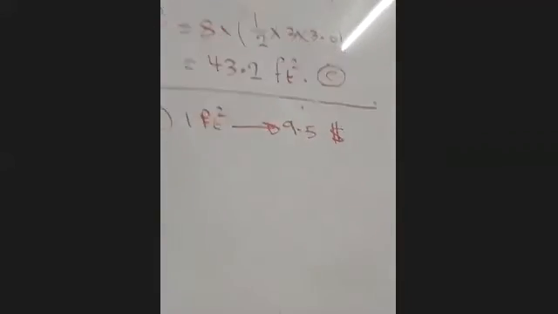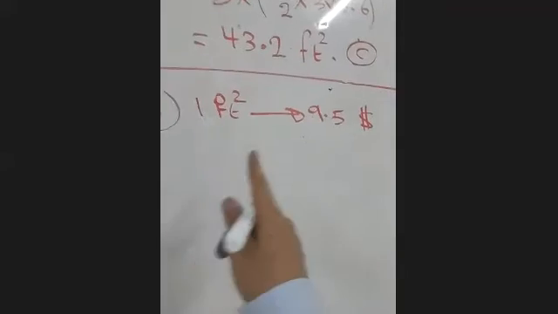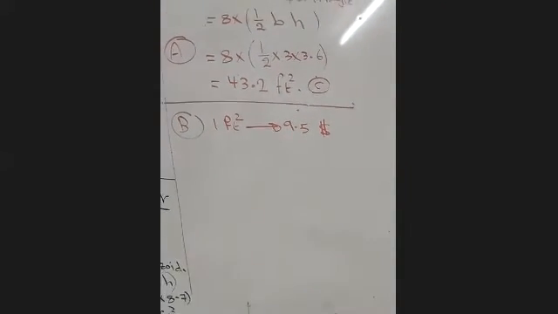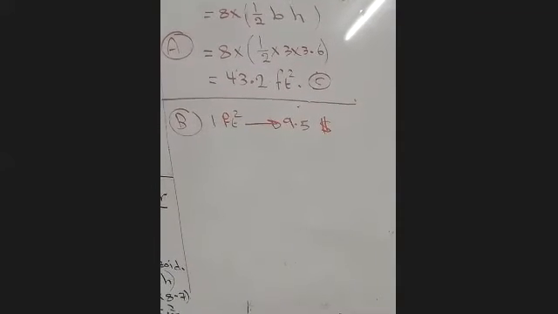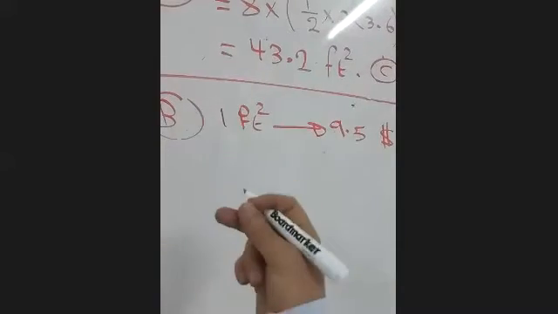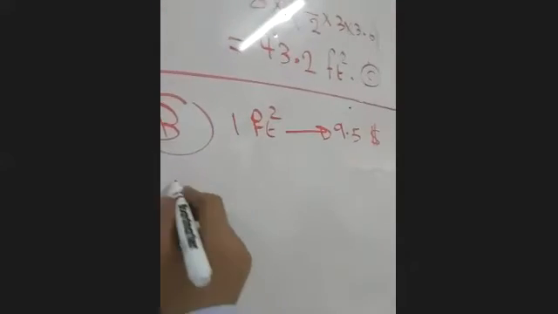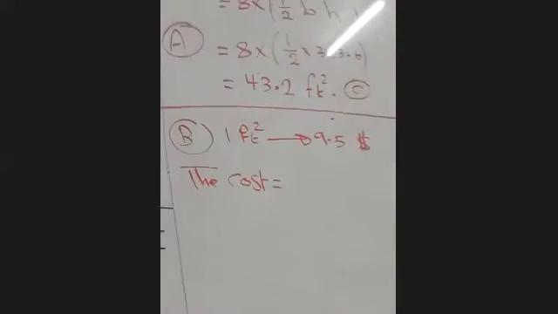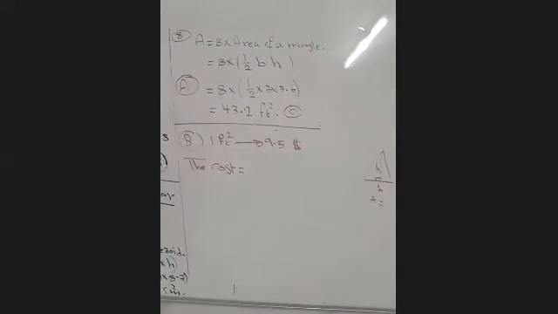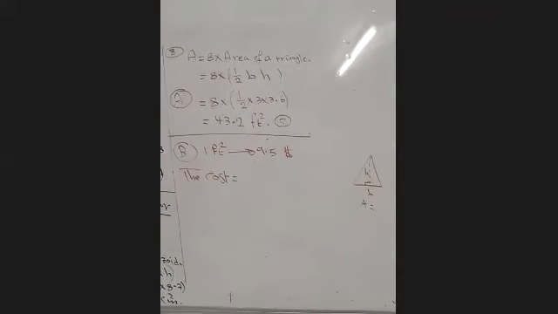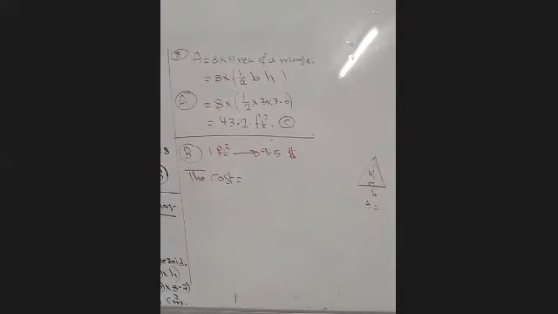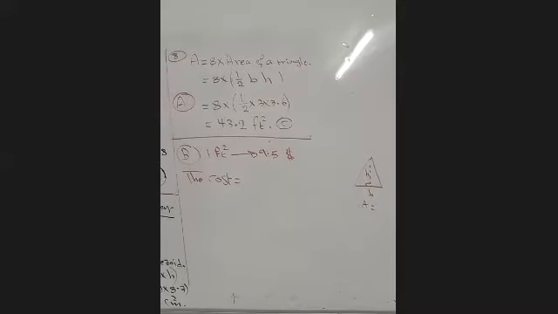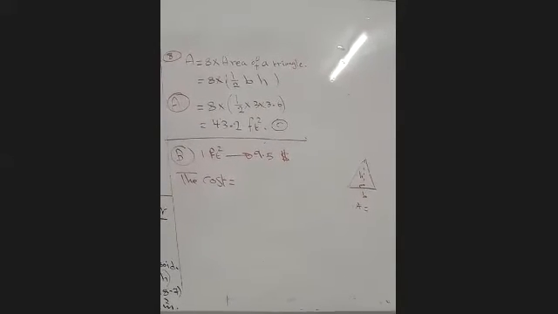Now look, each 1 square foot costs 9.5. But how many square feet do we need? The 9.50 is for each 1 square foot. I want now the cost. How do we find the cost of the hardwood floor? We multiply. Multiply what by what? 43.2 multiplied by 9.5.